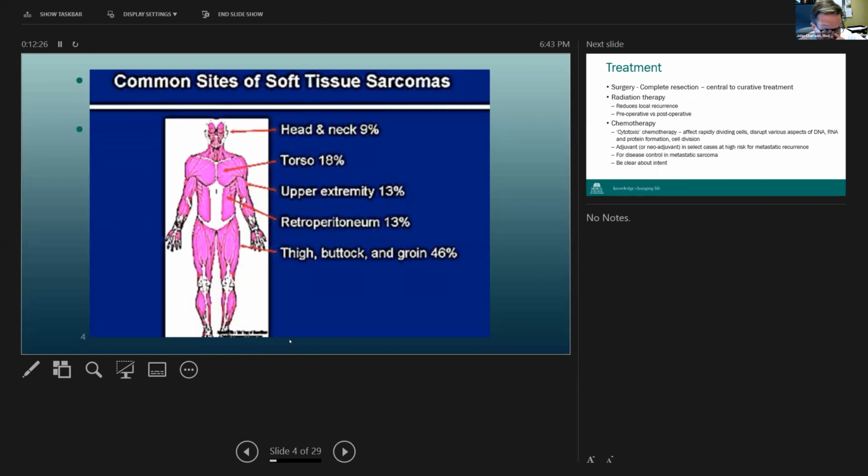Another thing to keep in mind, surgeons like Dr. Ogilvy, and at our place too, the orthopedic oncologists are sort of the captains of our ship, because most of these tumors arise in the extremities or the limb girdles. Some can arise in the head and neck, and then some can arise in the retroperitoneum or the deep abdomen.